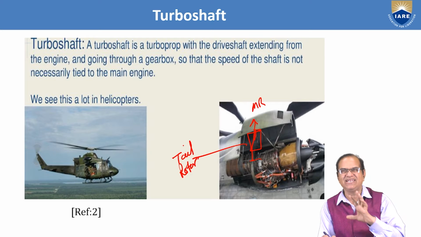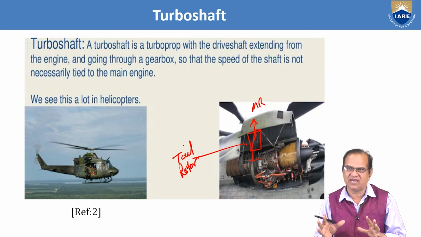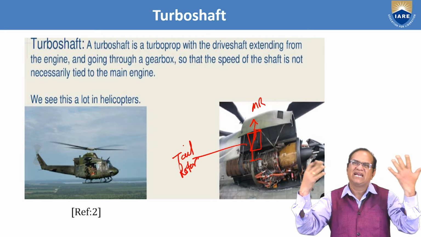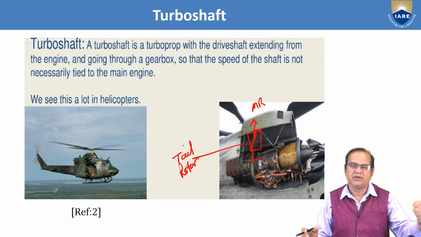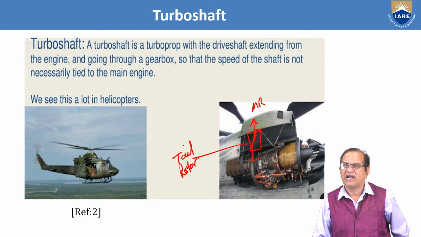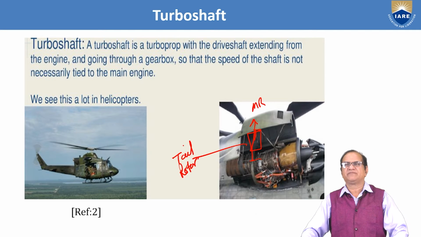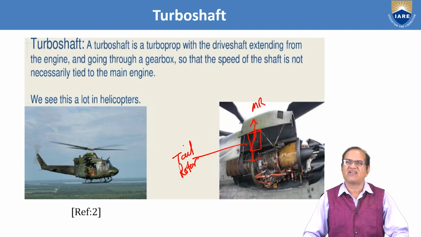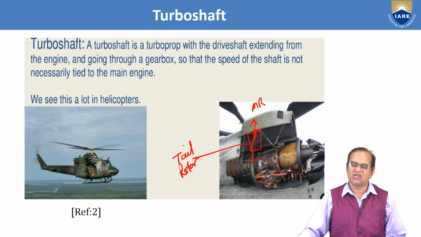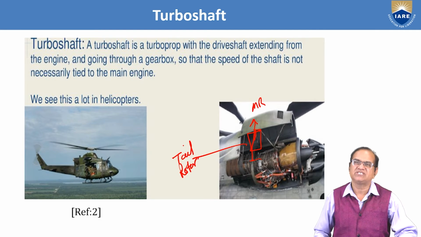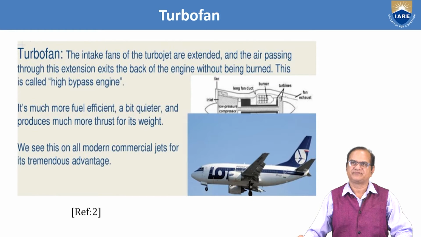So it is not directly connected, but it goes to one gearbox. From that gearbox, it is taken upward to the helicopter main rotor blades, and behind it is operating the tail gearbox. Or if it is a tandem type, for each rotor we have a separate engine and the gearbox is operated accordingly. So these are the turboshaft engines.